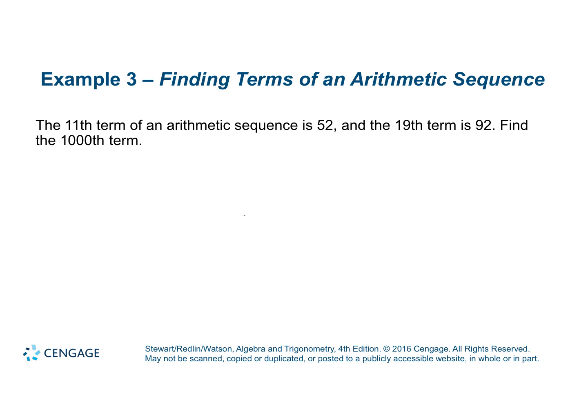All right, next in example 3, it says the 11th term of an arithmetic sequence is 52 and the 19th term is 92. Find the 1000th term. So we want to use our formula that we have. So a sub n is equal to, I'm going to call it a sub 1 for our first term, plus n minus 1 times d. Now this type of question I would say is probably the hardest type of question that we're going to see with this section, where it doesn't give you the first term, it doesn't give you the common difference. We have to find it.